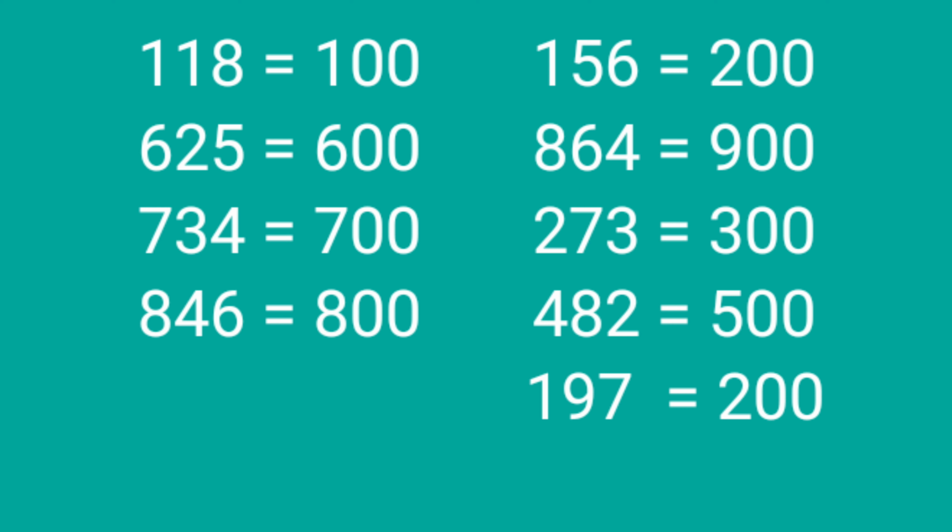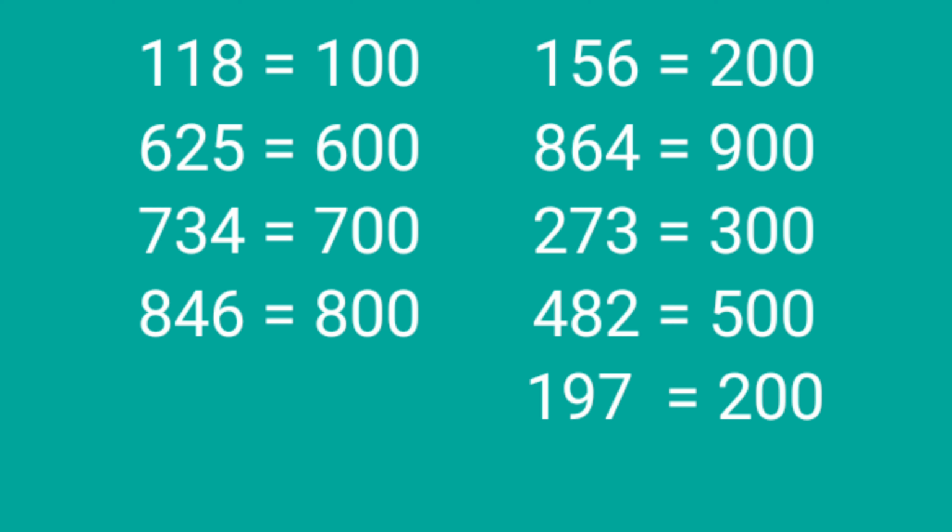625, the number at the right side is 2. 734, the number at the right side is 3. In the last number, the number at the right side of the hundreds place is 4. So what I did is, I just kept the number in the hundreds place. I just copied it and replaced the numbers at the right side by all zeros.